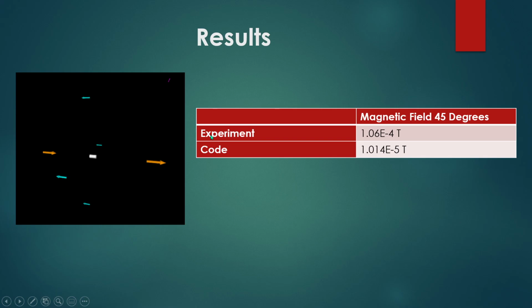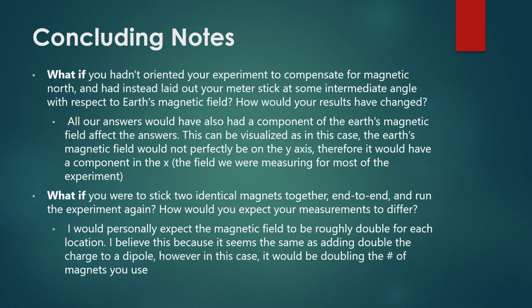Now, there's something very unusual we found about the data. In the experiment, we got the magnetic field at 45 degrees to be 1.6 times 10 to the negative 4 Teslas, while in the code, it was 1.014 times 10 to the negative 5th Tesla. And the error seems very weird because it's off by a power of 10, so we may have made an error somewhere, or they were extremely inaccurate. We're not really sure where the error came from.